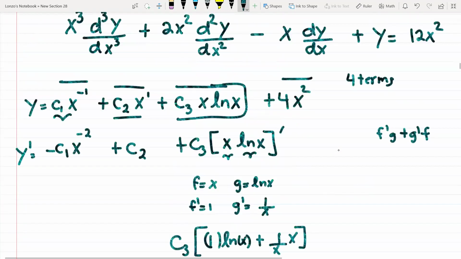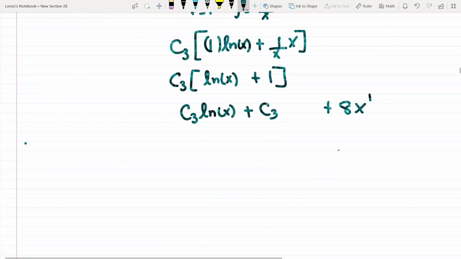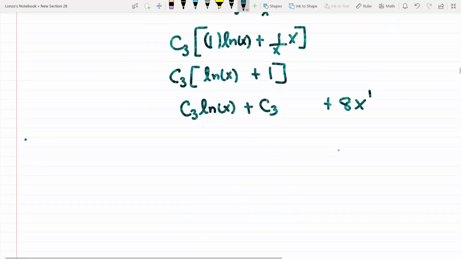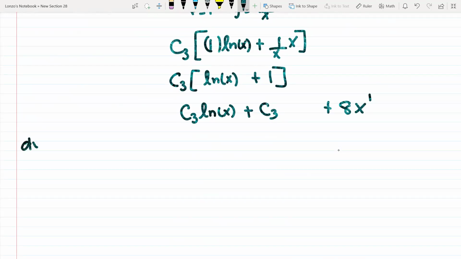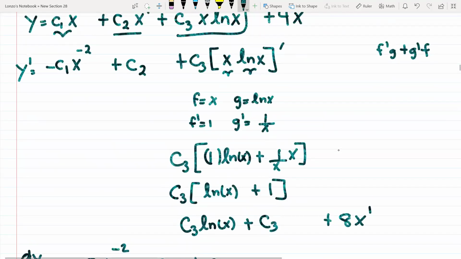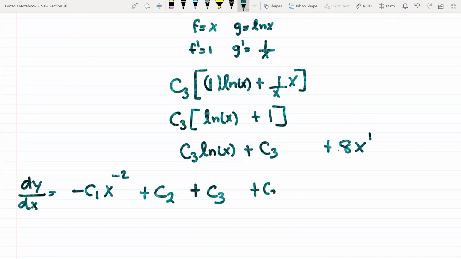So your y prime, or your first derivative, or in our case dy dx, is negative c1 x to the negative 2 plus c2 plus c3 ln of x plus c3 plus 8x.